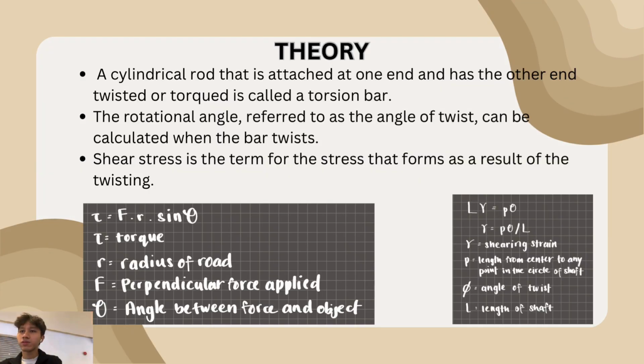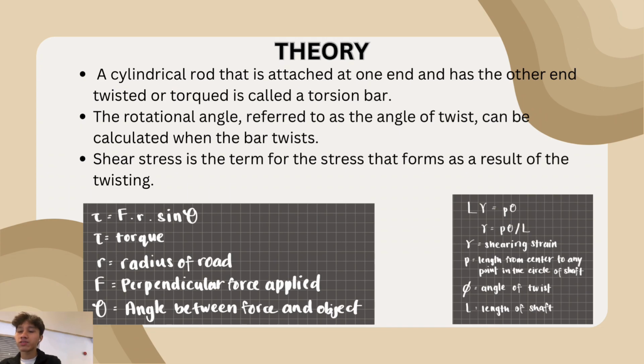So the next part is the theory of the experiment. Basically, a cylindrical rod that is attached at one end and has the other end twisted or torqued is called a torsion bar. The rotational angle, referred to as the angle of twist, can be calculated when the bar twists. Shear stress is the term for the stress that forms as a result of the twisting. The formula of the torque is equal to F r sin theta, where F is the perpendicular force applied, r is the radius of the rod, and theta is the angle between the force and the object.